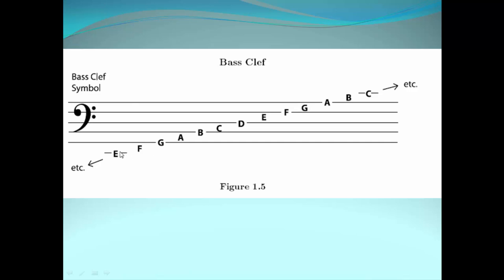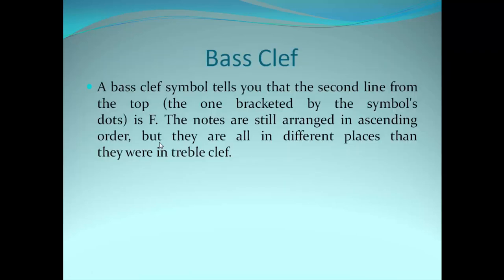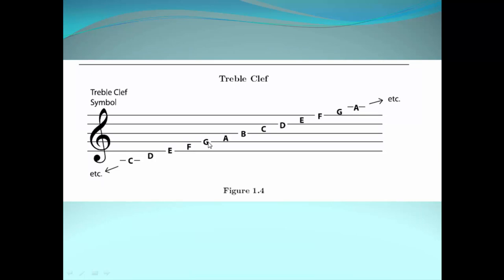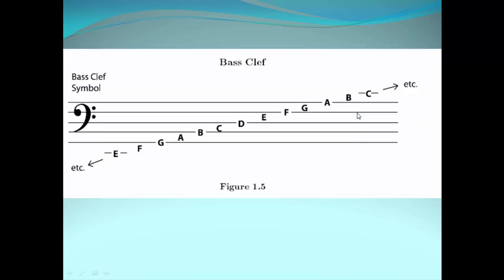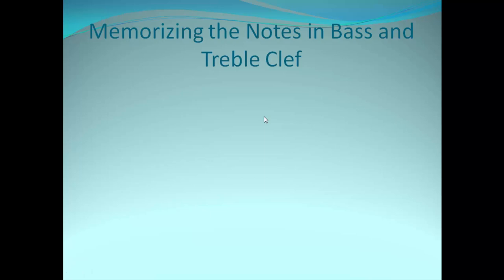So of course it's completely different. So A, B, C, D, E, F, G, A, B, C, D, E, F, G, and so on. But here G is at the first line. Here G is at the second line. This is sol. So do, re, mi, fa, sol, la, si, do, re, mi, and so on. Mi, fa, sol, la, si, do, re, mi. As you can see.